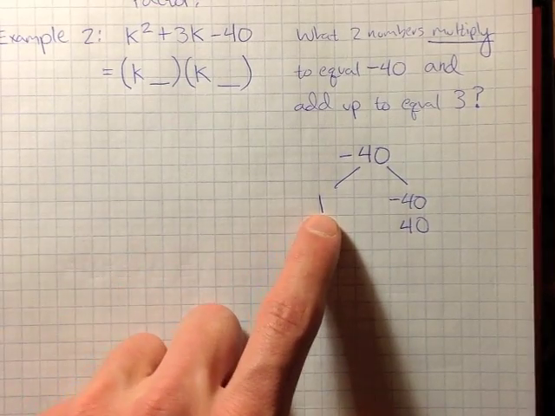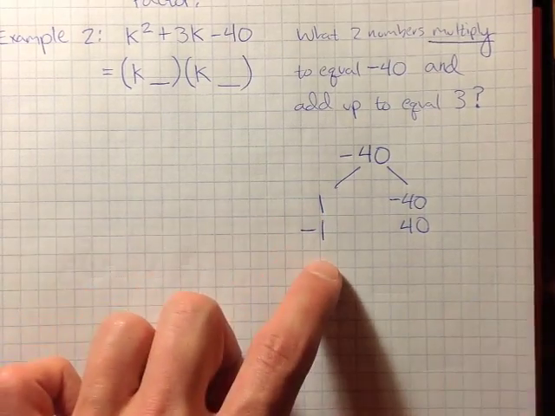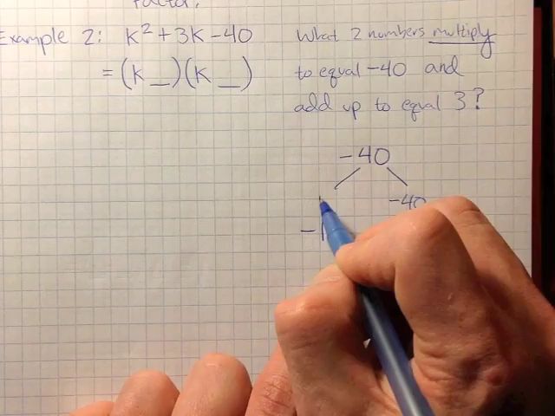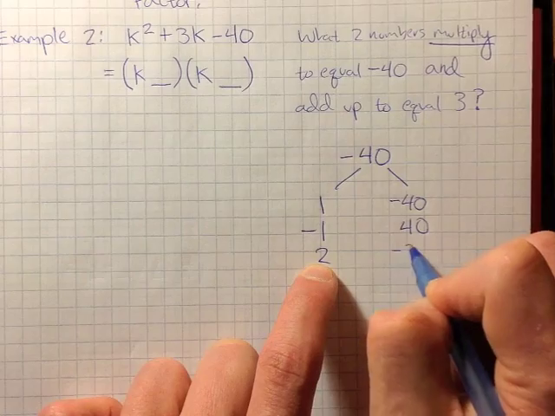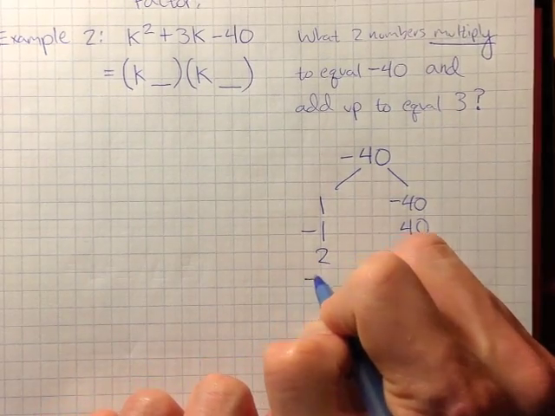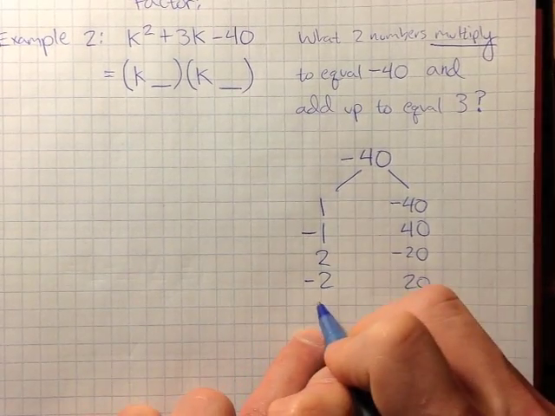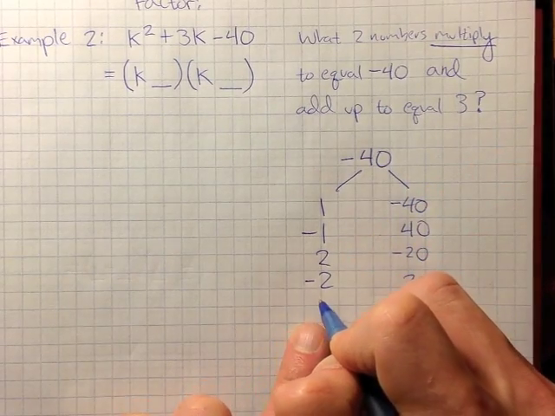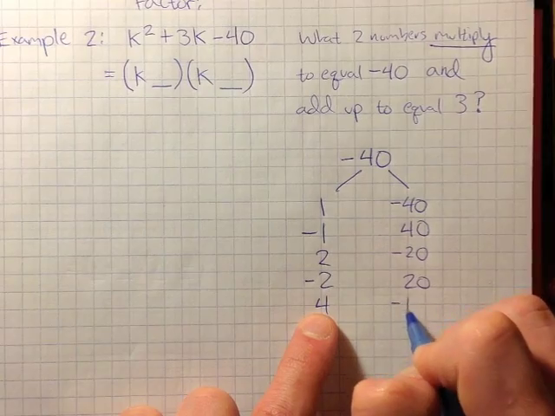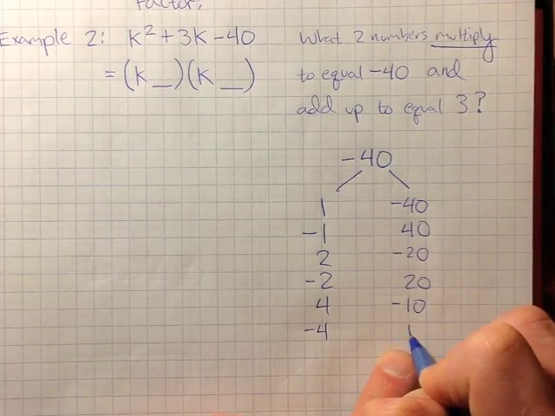Let's start at 1 and then go up 1, 2, 3, 4, 5, 6, 7, and so on, and see what numbers work. So 1 to 2. 2 times what equals negative 40? Well, negative 20. Then negative 2 times positive 20 will also work. How about 3? Is 3 a factor of negative 40? No, it's not. But 4 is. 4 times negative 10. Negative 4 times positive 10.